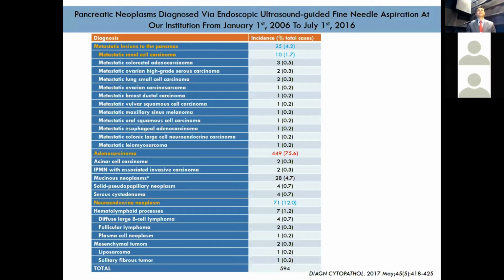This is a table from one of our studies where we looked at the pancreatic neoplasms diagnosed in our institution from 2006 to 2016. And as you can see from the table, metastatic renal cell carcinoma was by far the most common metastatic neoplasm, accounting for 40% of all metastatic tumors. And by numbers, it was also seen more often than some of the rare primary pancreatic neoplasms.